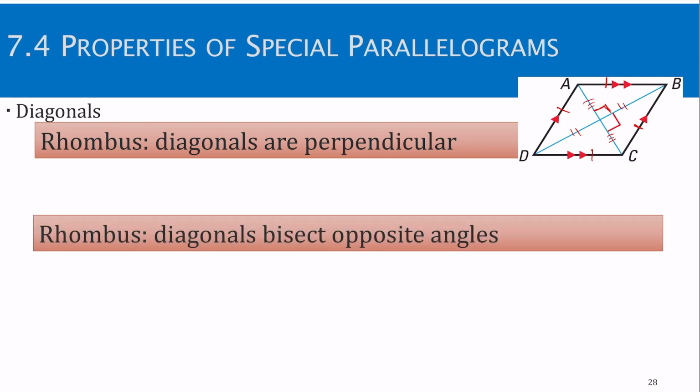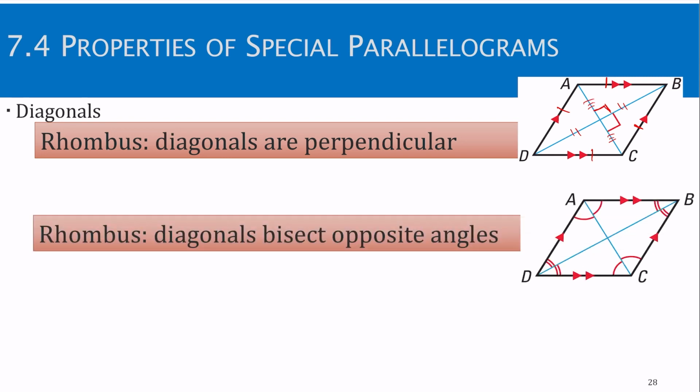Also in a rhombus, the diagonals bisect the opposite angles. And it's the same reason. If the little triangles are congruent by side, side, side, then the corresponding angles are congruent by CPCTC.